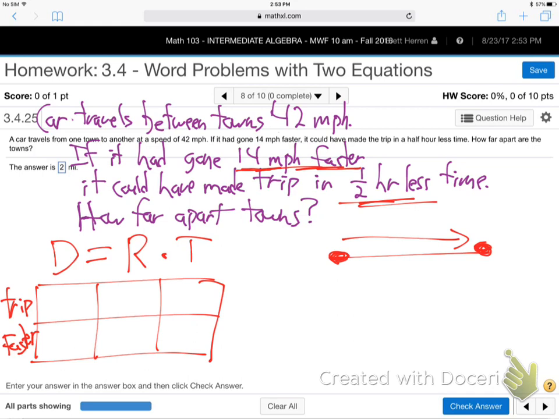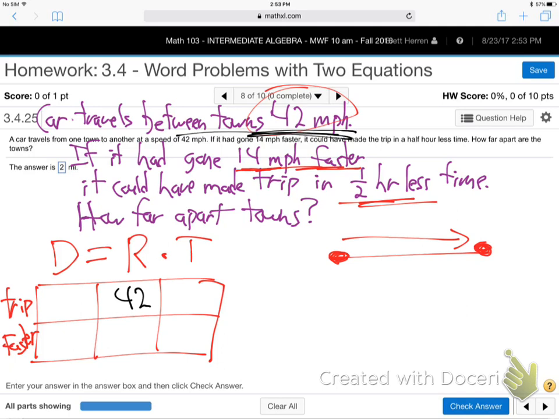All right, hey, do any of you have any thoughts? Okay, we're going to start with the 42. Is that distance, rate, or time? That's a rate. That's a speed, miles per hour. So that's how fast he made the trip. He did travel at 42. He went slow. That's why he's thinking, I should have gone faster, right? He went at 42 miles an hour.